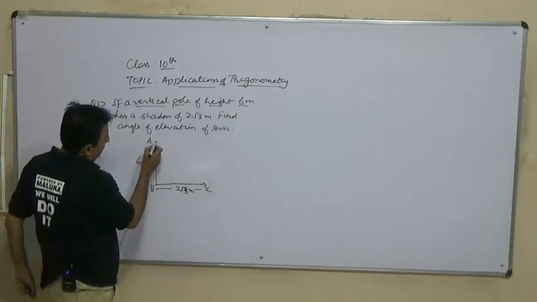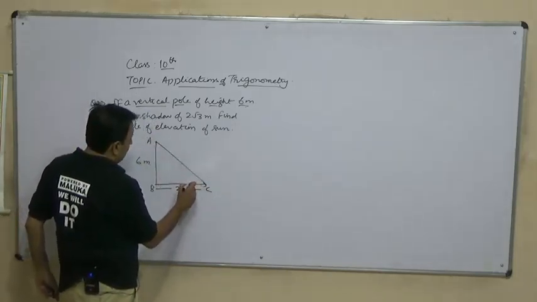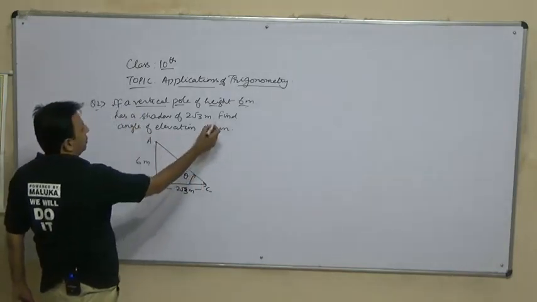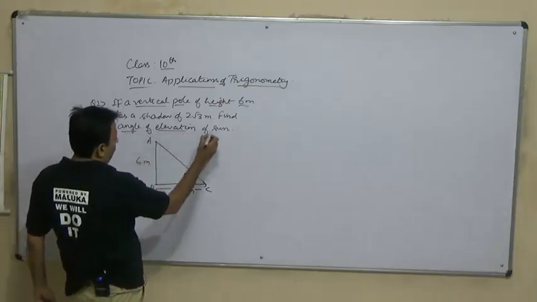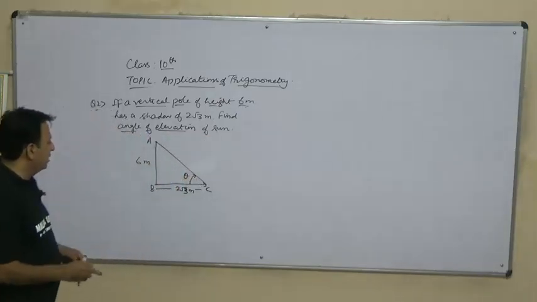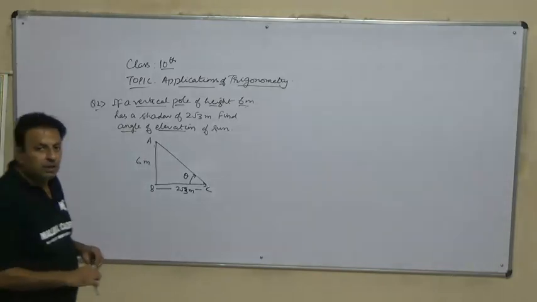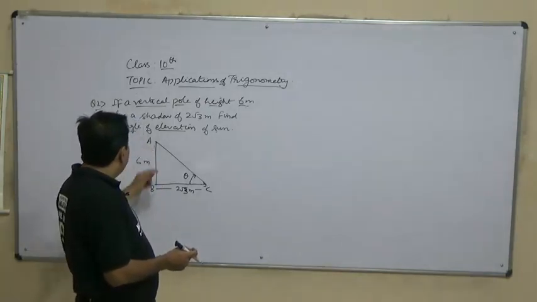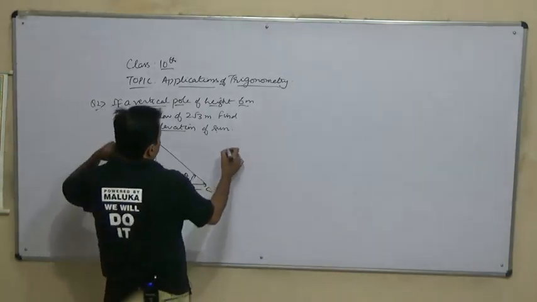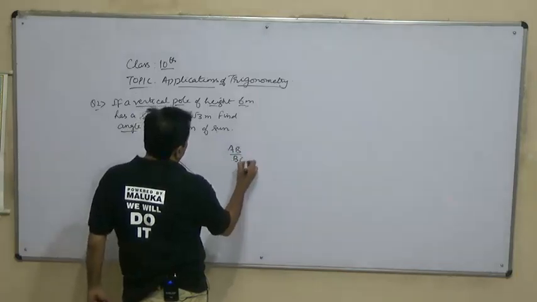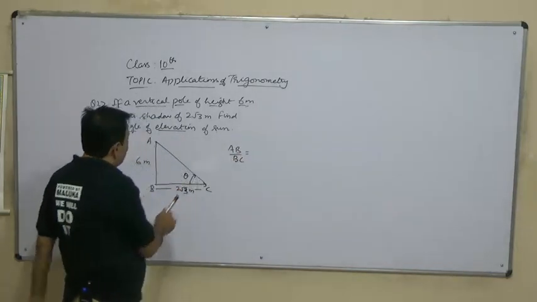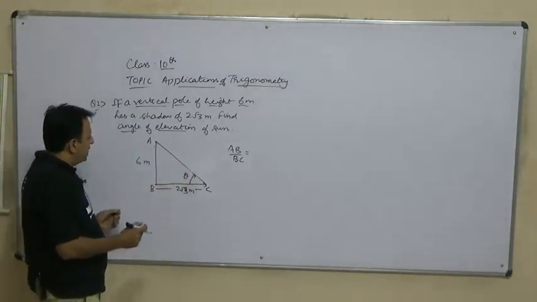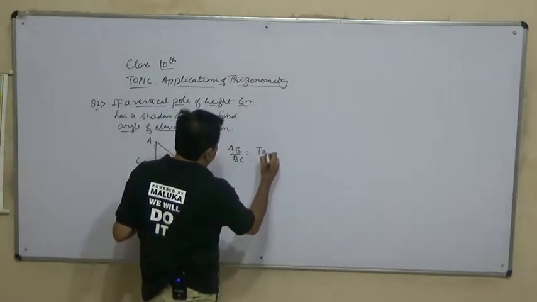Now if we join A to C, what do we want to find? We want to find this angle theta, the angle of elevation of the sun. Again, using the same point which we discussed, the same trigonometric ratio we can use. We have to find the ratio of AB to BC. For theta, AB is perpendicular and BC is the base. So perpendicular upon base is tangent theta.